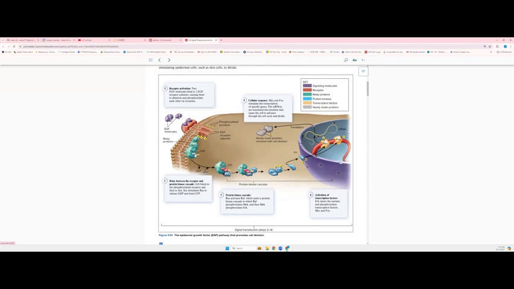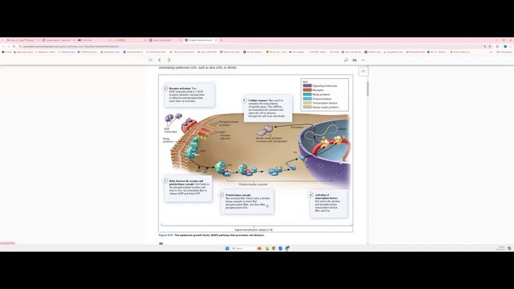So basically this GDP will be released, and then after it's released, RAS will change its conformation, and this conformation will help it bind GTP. After this binding, GTP bound to RAS, this protein is going to activate another protein called RAF.